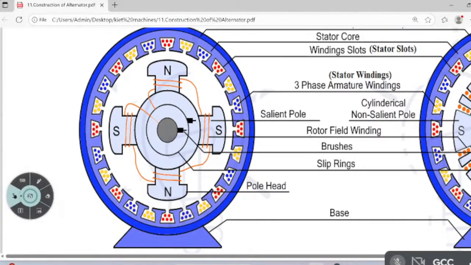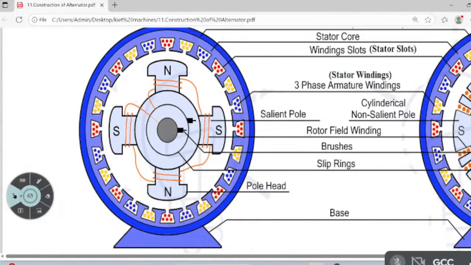The conductor cuts the flux, or the flux cuts the conductor. Both are equal; in one the conductor is moving and the flux is stationary, and here they are interchanged. Flux is cutting the conductor instead of the conductor cutting the flux. That is the only difference. In both cases the flux is changing with respect to time, so the principle is the same.